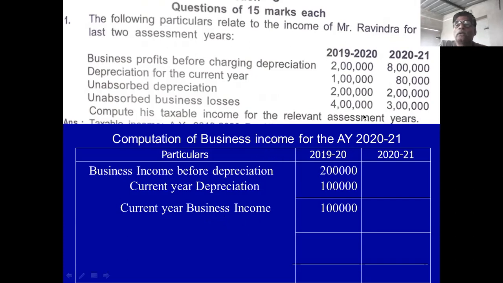Unabsorbed loss is 4 lakh. 4 lakh it is not possible to set off. Out of 4 lakh rupee, you set off 1 lakh rupee. You set off 1 lakh rupee carry forward loss, 1 lakh rupee. Out of 4 lakh rupee, 1 lakh rupee is adjusted. Okay. Then remaining 3 lakh carry forward to next assessment year.